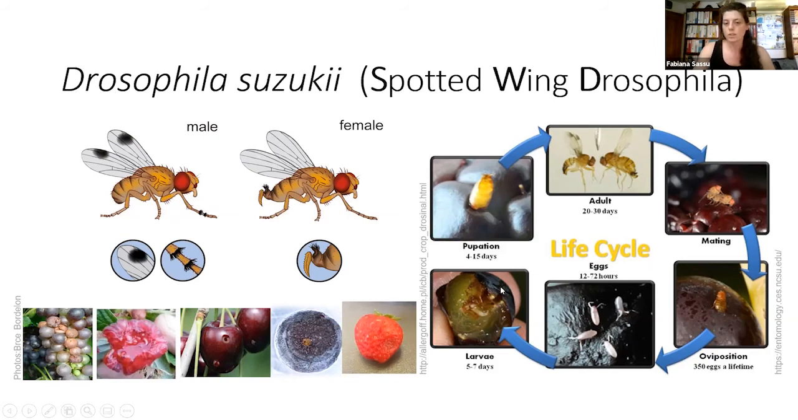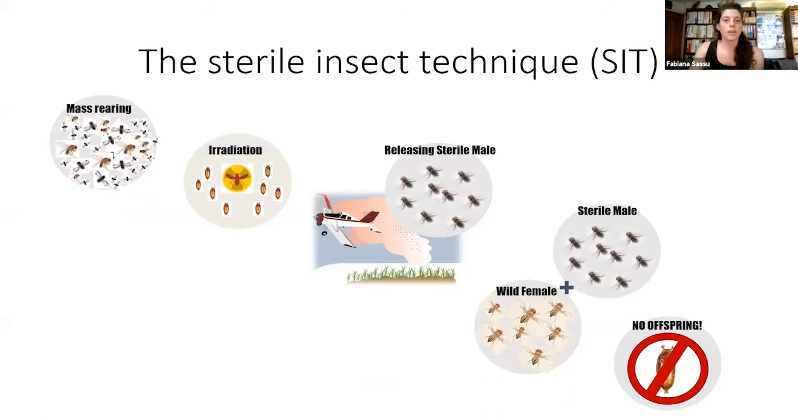The damage is also increased by the very fast life cycle of this insect pest, which can have more than 15 generations per year. And the females have a really high fecundity because they can lay more than 350 eggs per lifetime.